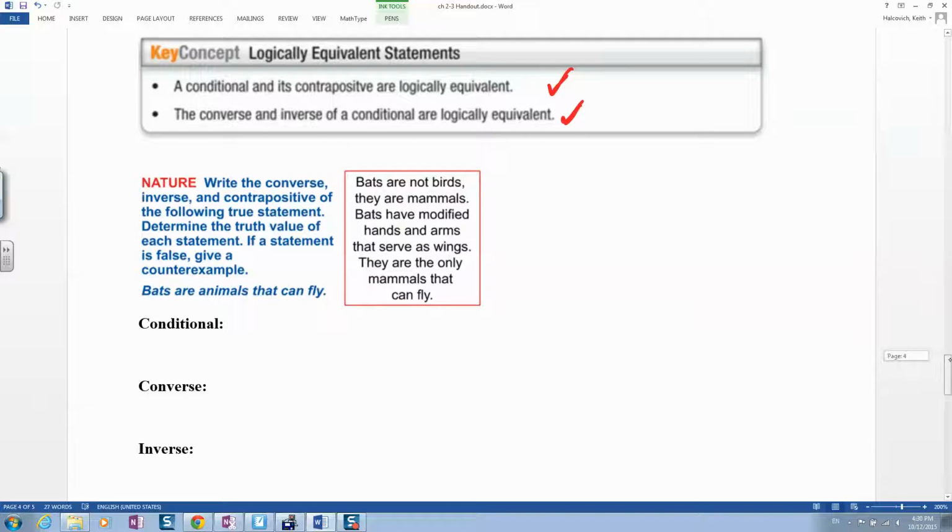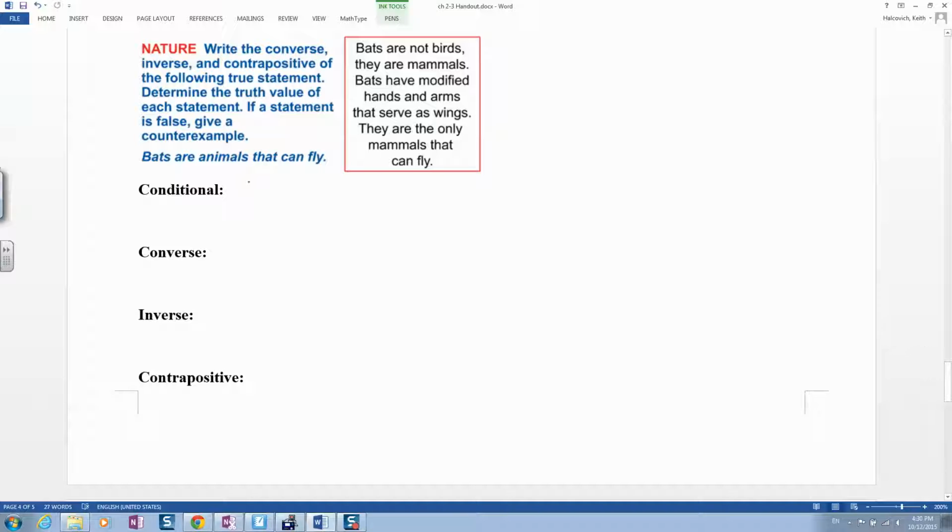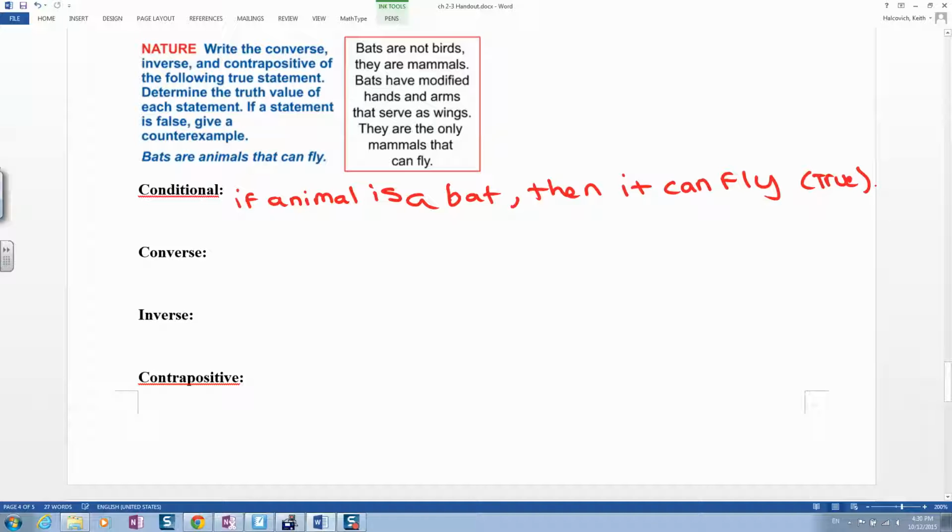So, for example, if you write a conditional statement: if an animal is a bat, then it can fly. That's your conditional. That's true. Bats are animals and they can fly.